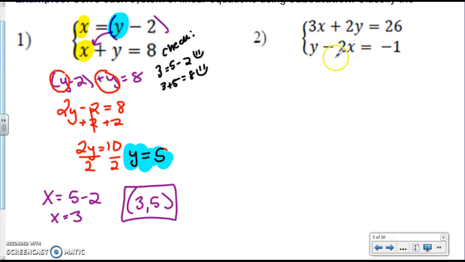Okay. Example 2. Notice in this problem, I don't have anything that's by itself, like the x equals, but I do notice that this y doesn't have a coefficient. So I think I'm going to solve for that by moving my 2x over. So I'm going to do plus 2x on both sides. And I'm going to rewrite this. So my original problem was 3x plus 2y equals 26. And then I changed the second equation to be y equals 2x minus 1.